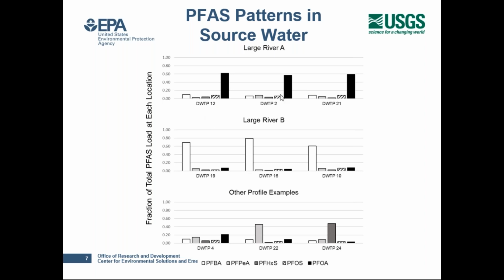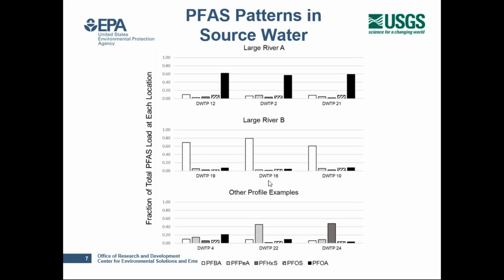Large river A, these were collected over probably a couple hundred river miles and over a period of 6 months. Large river B is probably 1,000 river miles. And again, probably 6 to 9 months between sampling. So you can see these are persistent patterns within these different water systems.